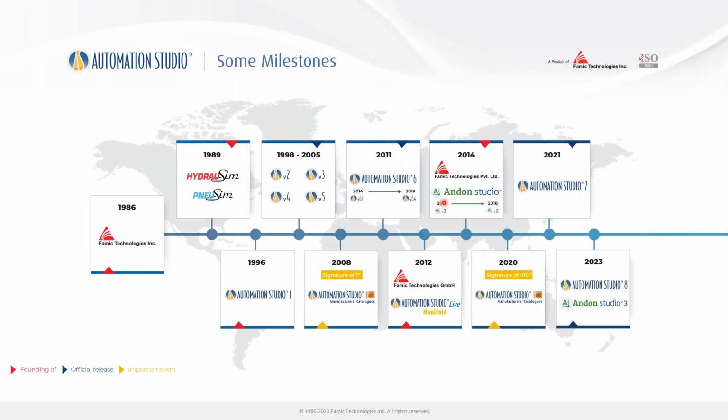As we started in 1986, we were then known as HydroSim and NeoSim. In 1996 we started with the Windows-based version, that is Automation Studio 1.0. From then till now, we have been evolving as per the customers' feedback and their requirements. And currently we are on Automation Studio 8.2 and the third version of Andon Studio with many new features.